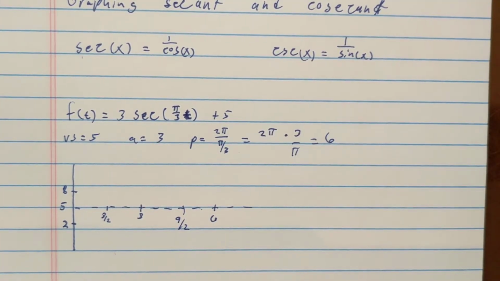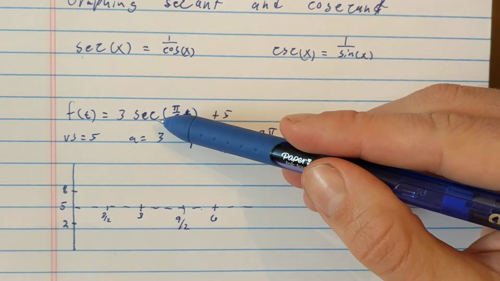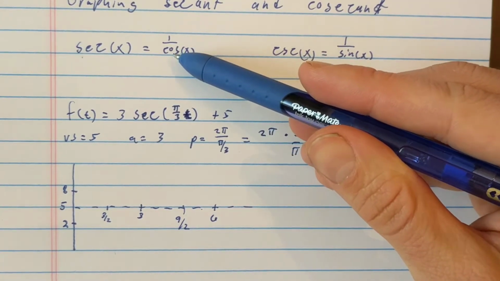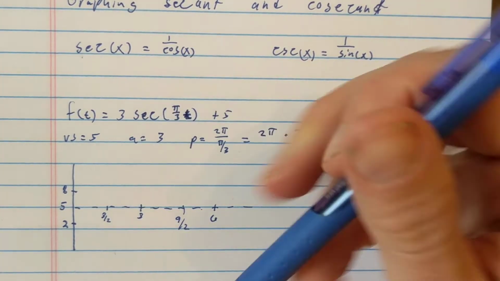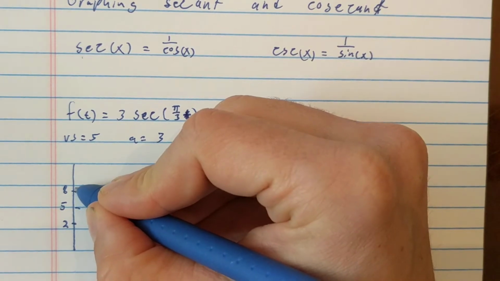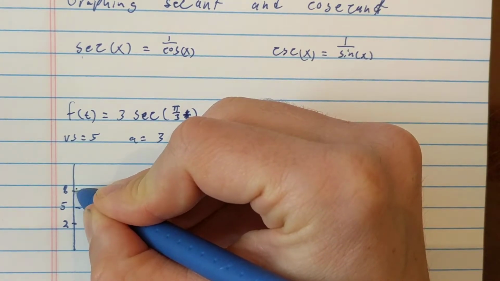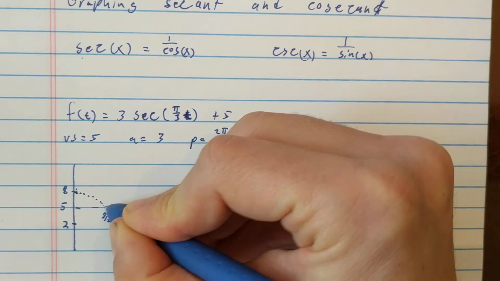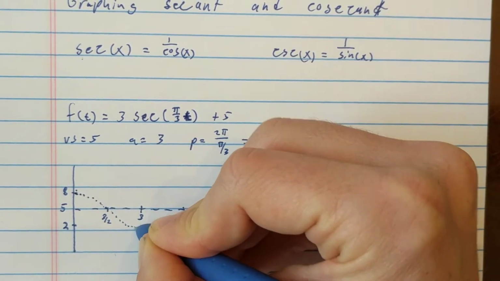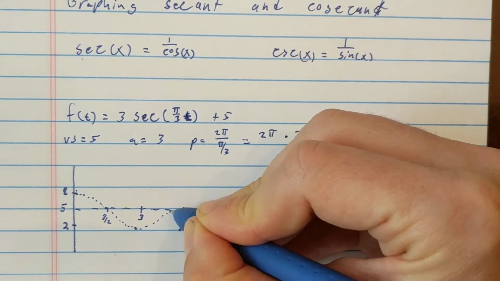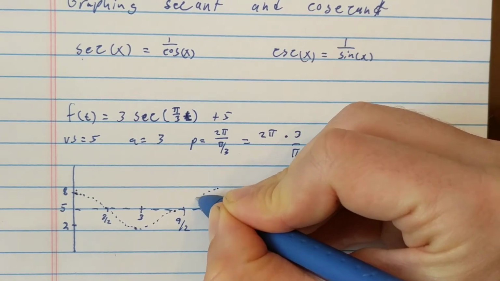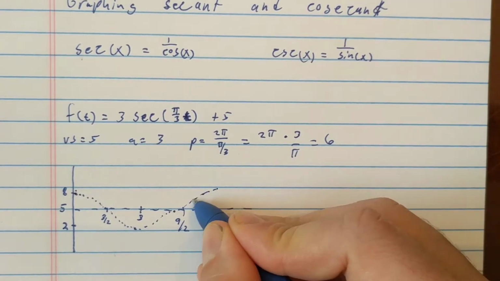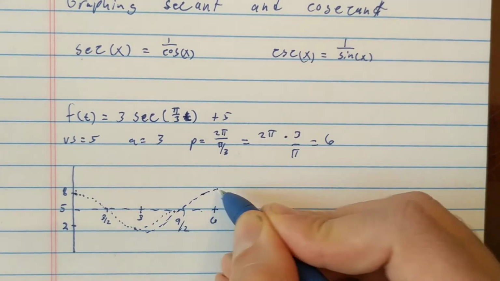Now we are graphing secant, which is really graphing cosine. So what does cosine do? Cosine starts at the top, so this is how I'm going to do it. I'm going to graph cosine starting at the top, going to the middle, going down to the bottom, going back up to the middle, and then back up to the top, right? So here is our cosine graph.